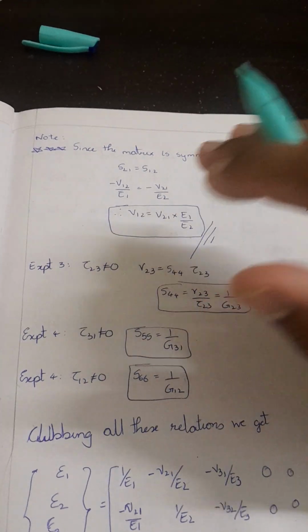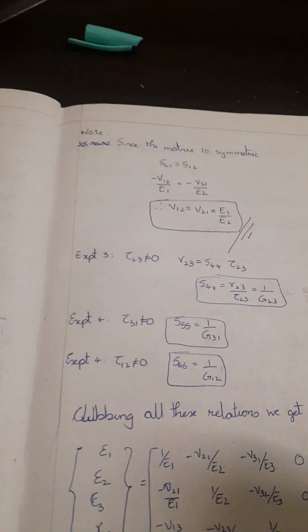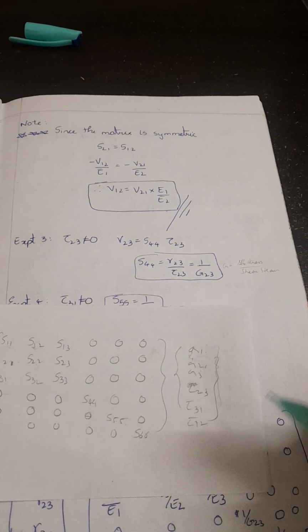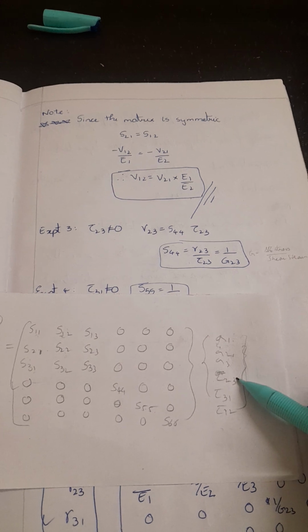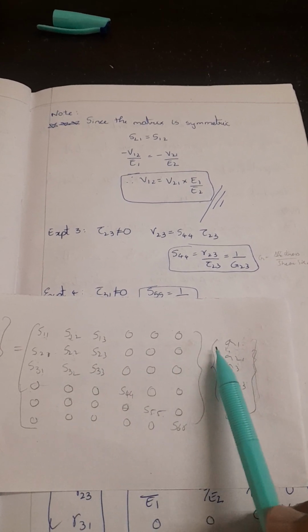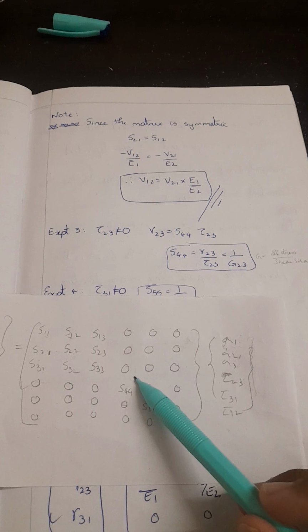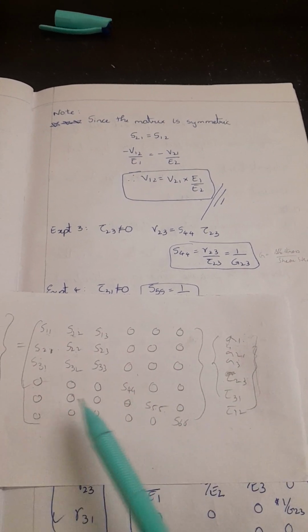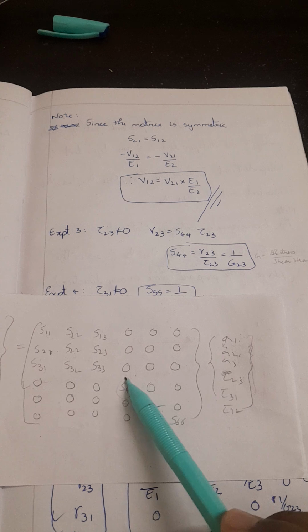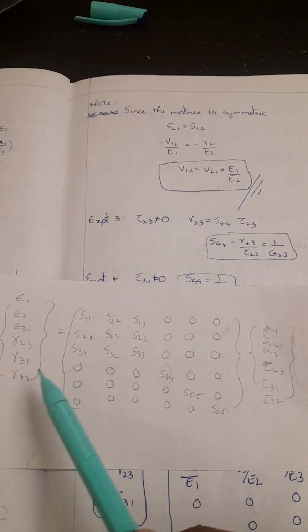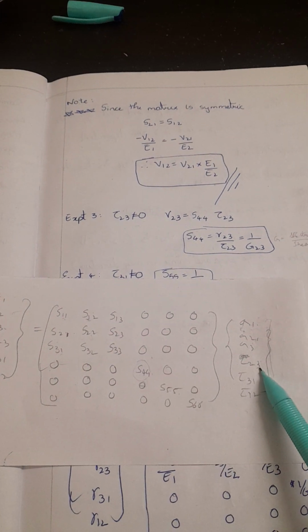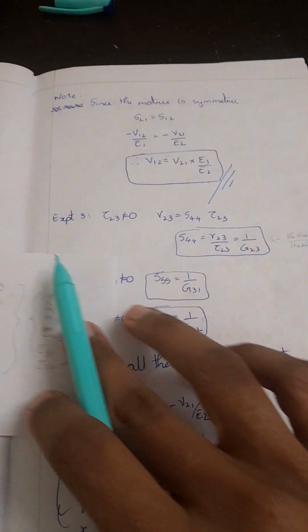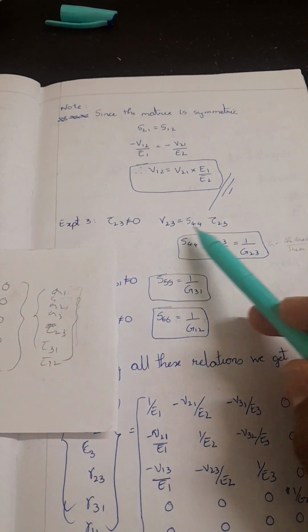Now the third experiment, I consider my stress tau 23 as the only non-zero component. So what I'm left with is that there's no fourth term in these first three, so nothing comes in here. There's only one fourth term, so I can write gamma 23, the fourth term in here, as S44 times tau 23, right? So that's the only term I get in here, and S44 can be written as gamma 23 by tau 23.